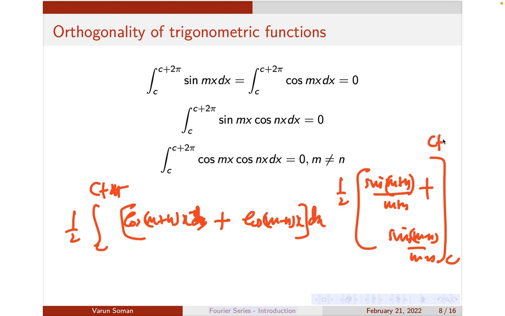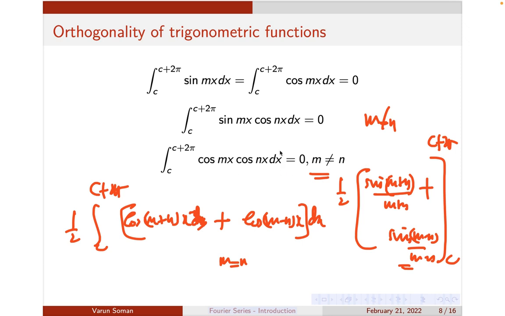Okay. Now this expression is valid only if this m minus n is not equal to 0. So this expression is not valid for m equal to n. Okay, so this expression is valid only for m not equal to n. That is why they have written it as m not equal to n. Okay, now if m is equal to n, you will have to compute it directly in a different way.